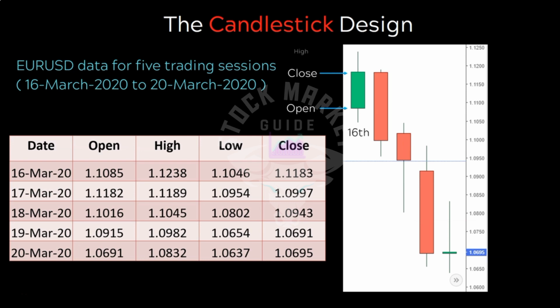Please note for 16th March 2020, the session started at 1.1085, that is here, and closed at 1.1183. So just make this box around both these levels. This box will be green because open is below the close. On the way, it made a high of 1.1238, that is here, and low of 1.1046, that is this. Hope this candle structure is clear to you. Similarly, you can plot the candles for 17th, 18th, 19th and 20th March. Just try it yourself.